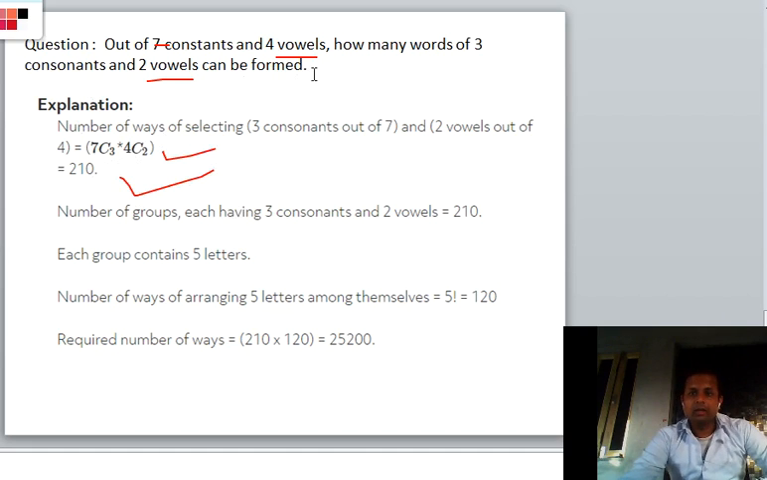But I need to form the words. By how many ways can I form the words? There will be total 5 letters and all 5 letters can be arranged. All 5 letters can be arranged by factorial 5 ways, which is equivalent to 120. So the required number of ways will be 210 into 120, which is 25,200 ways.